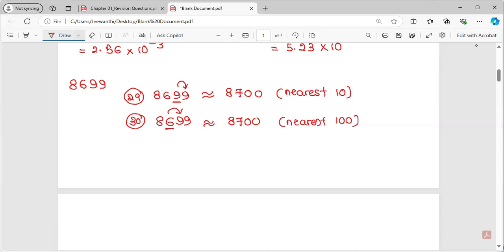So then question 31, we want to correct it to the nearest 1,000. In 8,699, this is the thousands place, and I look at the next number. Again, it is more than 5. Therefore, I want to add 1 to the underlined number. So 8 becomes 9. So that is 9,000. And here I write nearest 1,000. Right? So this is how I want to conclude the answer.